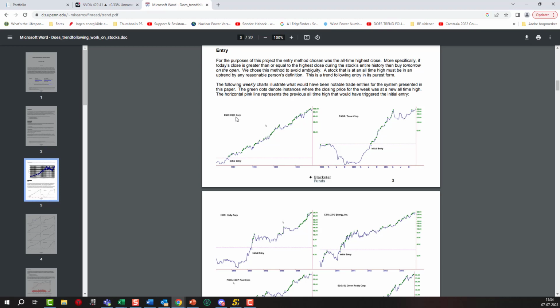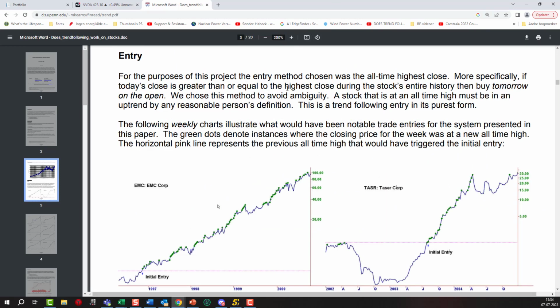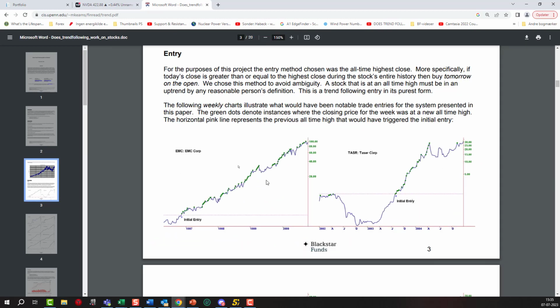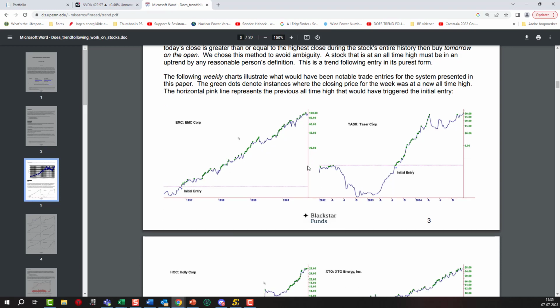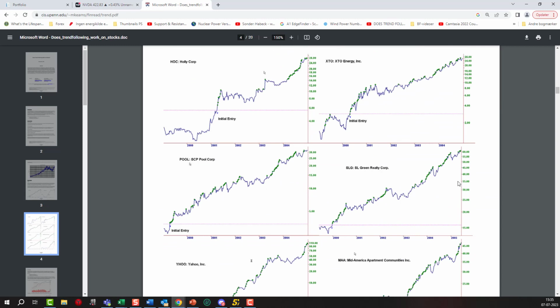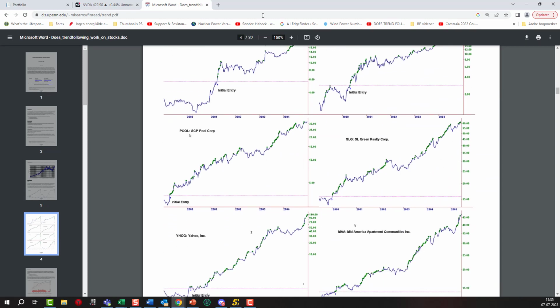They have some examples down here of stocks they have bought. For instance, EMC Corp. Let me zoom in here. Every time this one shows a green dot, it is at an all-time high. So they only buy the stocks when they are at an all-time high, meaning the highest price it has ever been. Now we are choosing the highest price in 52 weeks. In our backtest, it shows that it doesn't make much of a difference.